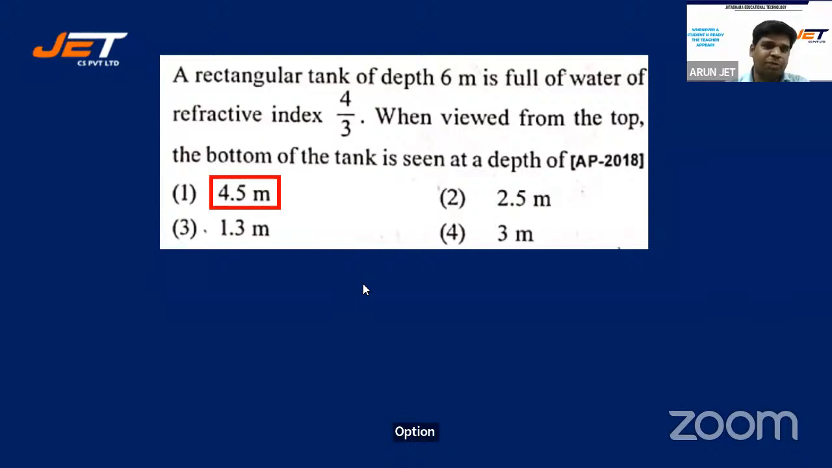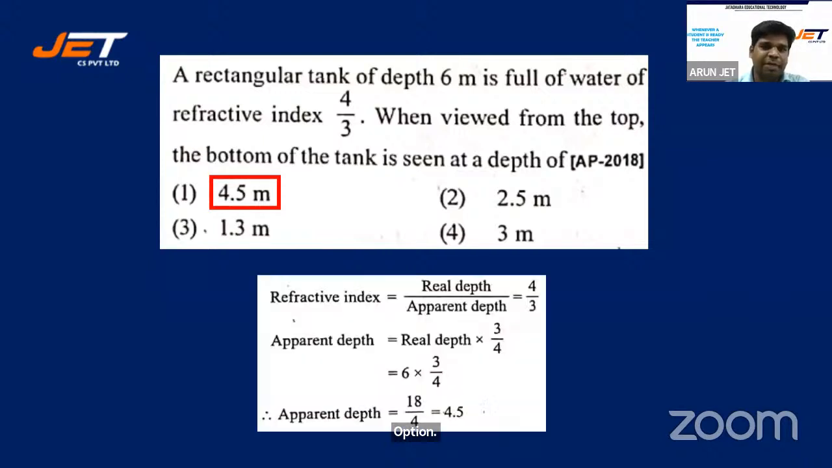Key is option 1, students, 4.5. Let's look at the solution. Refractive index is equal to real depth by apparent depth, which is equal to 4 by 3. So apparent depth is equal to 6 by 4 by 3, which is 6 into 3 by 4, 18 by 4, which is 4.5. Gayatri is right, Lali is right, Pritika is right.